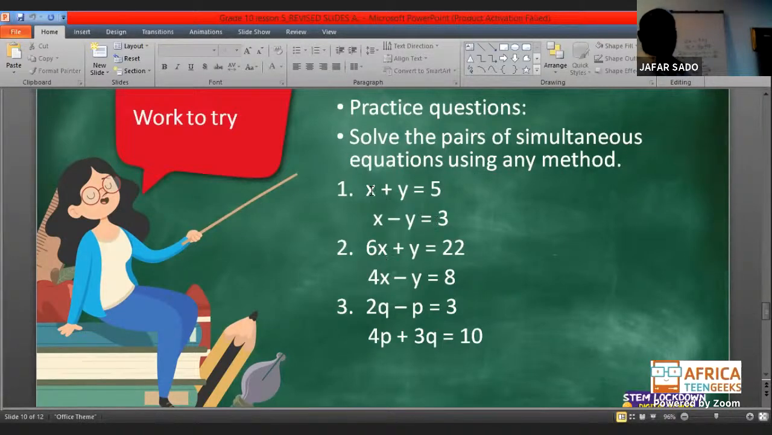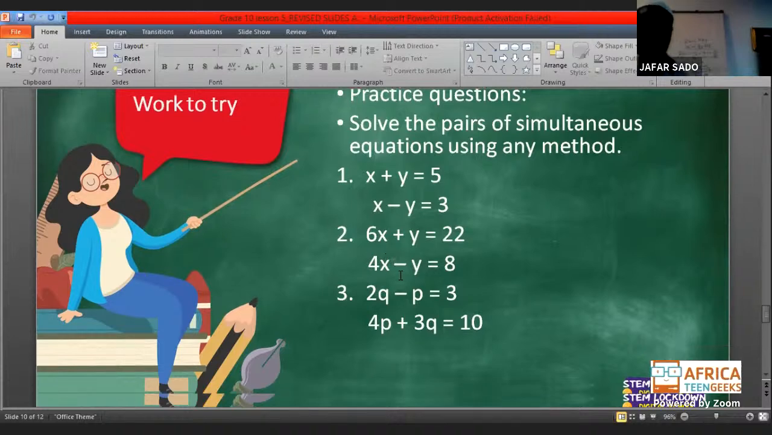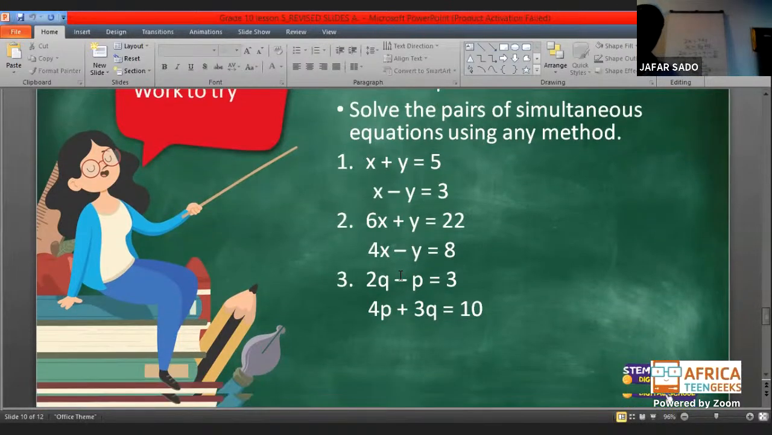So the first one, equation 1, x plus y equals 5. And then equation 2, x minus y equals 3. And then we have 3 questions there. So let's see how we can solve it using either of the 2 methods, elimination or substitution. So that is how far we're going to go today.